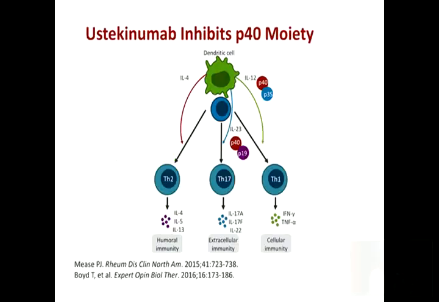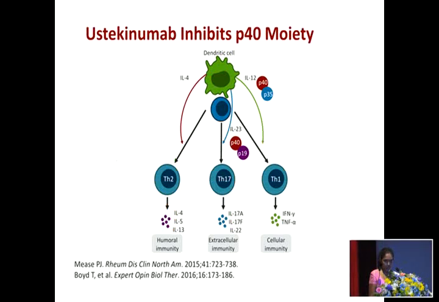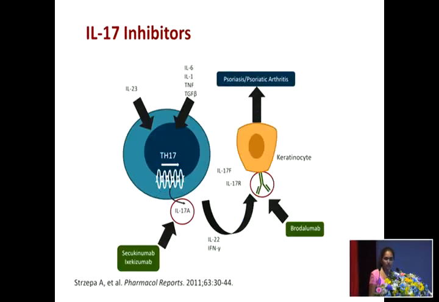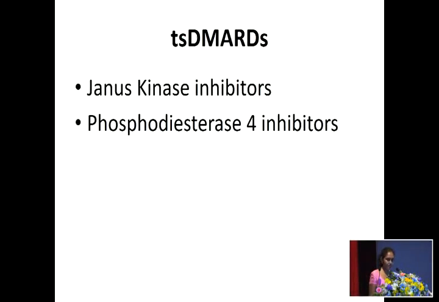And these are new drugs which act on this disease process. Ustekinumab inhibits the P40 moiety, which is contained in IL-12 and 23, so it inhibits both IL-12 and 23 cytokines. Secukinumab, an IL-17 inhibitor, will inhibit the IL-17 cytokine, and brodalumab, which is available for registration, will inhibit the IL-17 receptor.